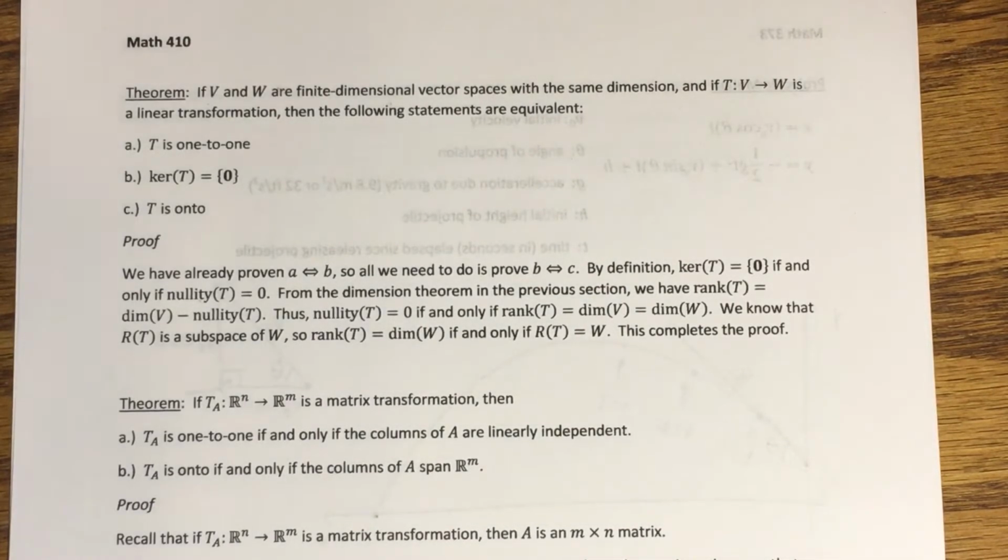Okay? That's incredibly useful because as we've seen, to prove that something is one-to-one and onto is technically two separate proofs. You're talking about two different characteristics or properties that a linear transformation can have.